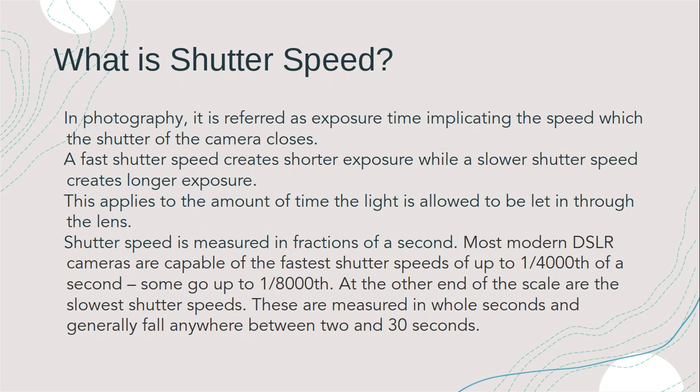So if you have a faster shutter speed, it means that you have less time for the light to let in. And if you have a slower shutter speed setting, it means that you can give more time for the light to be let through the lens.